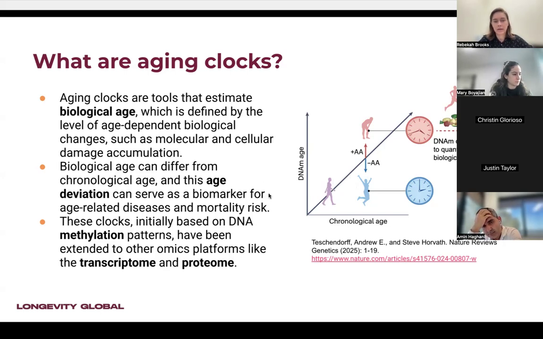This has gained a lot of attention as possibly being a biomarker for different age-related diseases or mortality risks. These aging clocks originally started with DNA methylation, but of course they've transformed and gotten better and better over the years, and also been applied to the transcriptome as well as the proteome.